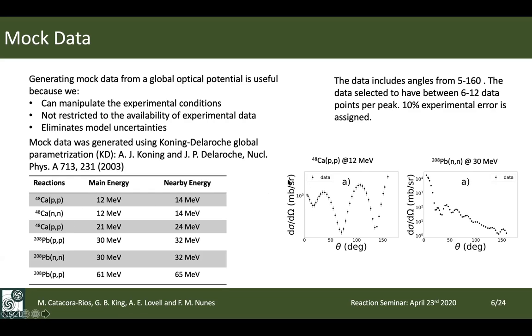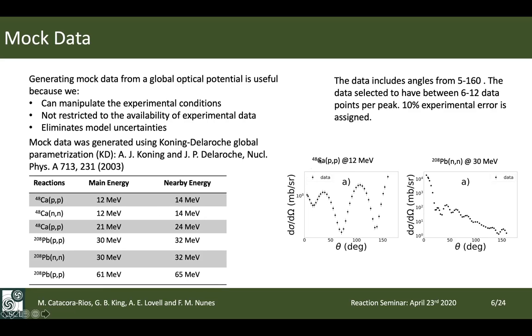So mock data was generated using the Koning-Delaroche global parametrization. And we generated data for these reactions here. And so we generated a differential cross-section, a total reaction cross-section, and a polarization data set for these energies. And to test the nearby energy principles, we also generated one at these energies.